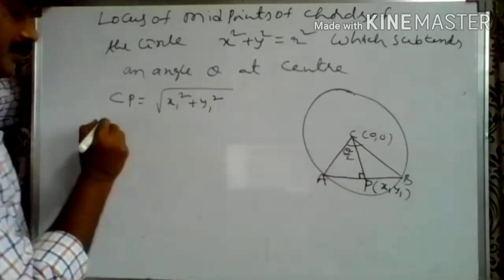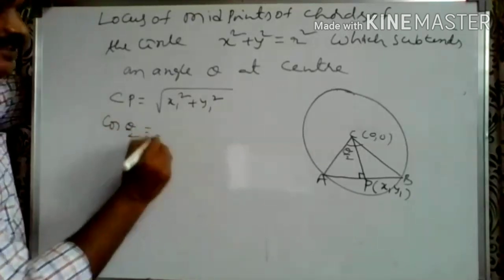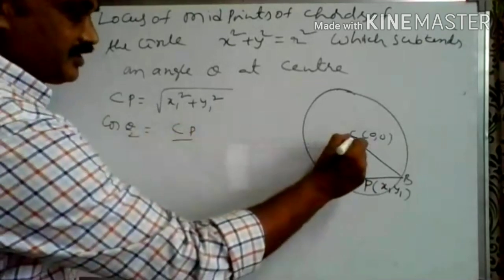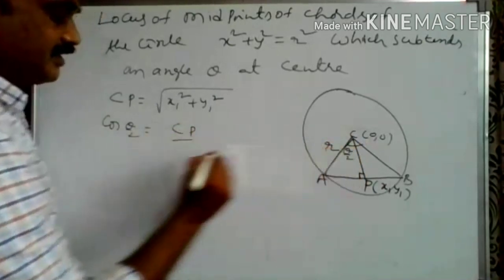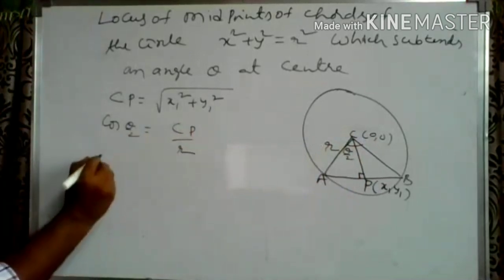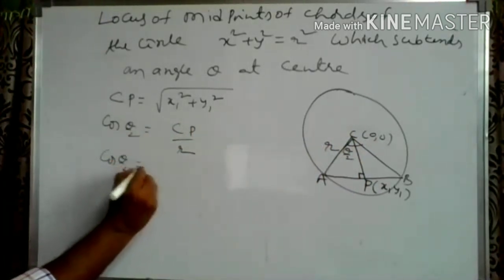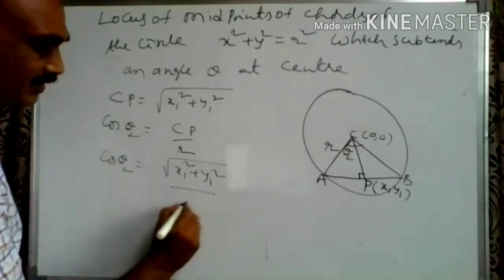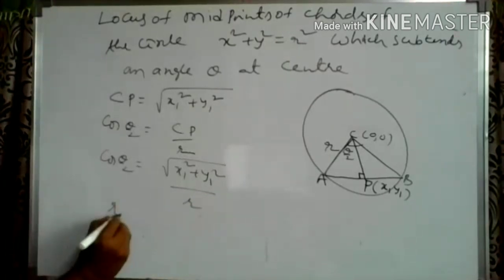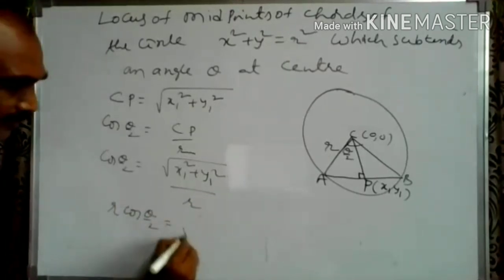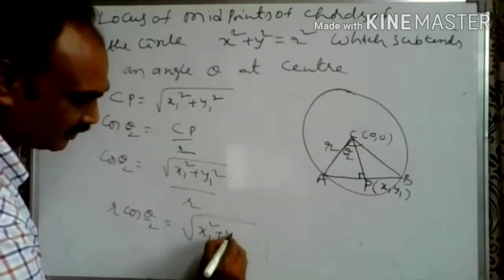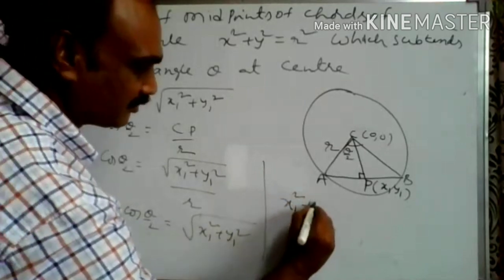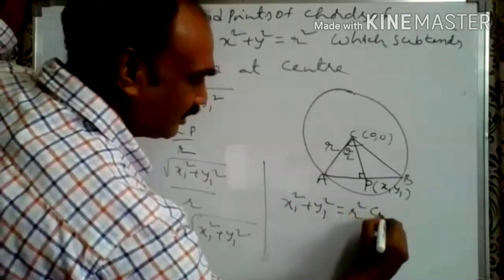Applying cos theta by 2: cos is equal to adjacent side by hypotenuse. Here the adjacent side is CP, and the hypotenuse is the radius R. So cos theta by 2 is equal to CP by R, where CP is root of x1 square plus y1 square. Cross multiply: R cos theta by 2 is equal to root of x1 square plus y1 square. Squaring, x1 square plus y1 square is equal to R square cos square theta by 2.